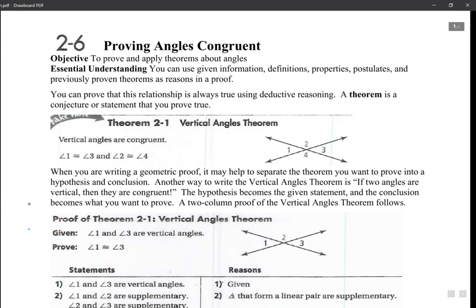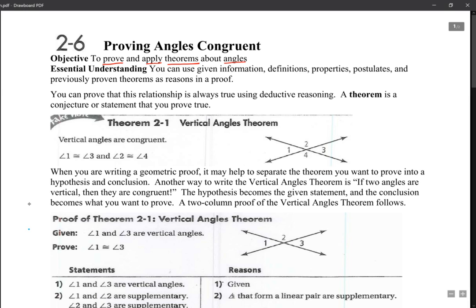2.6, proving angles congruent. Our objective in this lesson is to prove and apply theorems. Yes, now we have theorems about angles. We are going to use given information, definitions, properties, postulates, and previously proven theorems. We don't have any of those yet, but we will soon, as reasons in a proof. And we are going to use deductive reasoning.